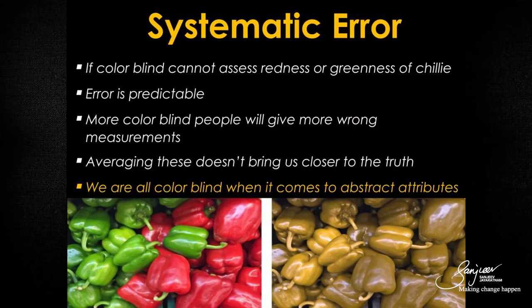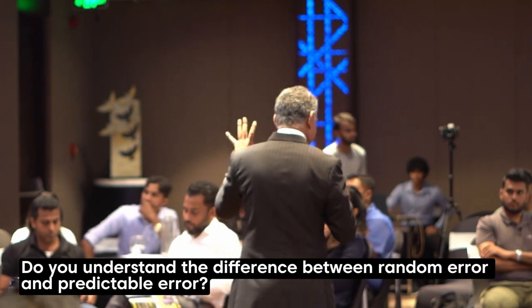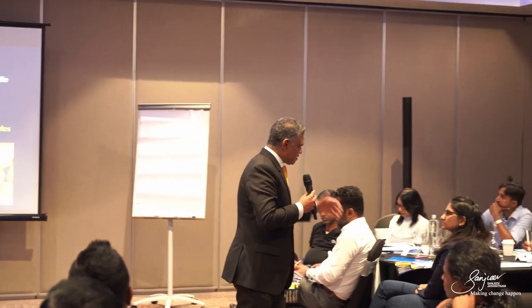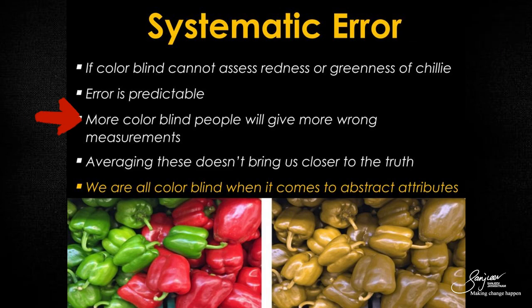So therefore, the error of a colorblind person trying to assess this is not random, but it's predictable. It's not a random error, it's a predictable error: there is going to be an error. It's going to be wrong. Do you understand the difference between random error and predictable? Random is, I try to do it, sometimes I get it right, sometimes I get it wrong, put that margin of error. This is not that, this is predictable. There is going to be a mistake, a huge mistake, because there's no clue. So more colorblind people also assessing will actually give us more wrong measurement. Doesn't take us any closer to the truth.